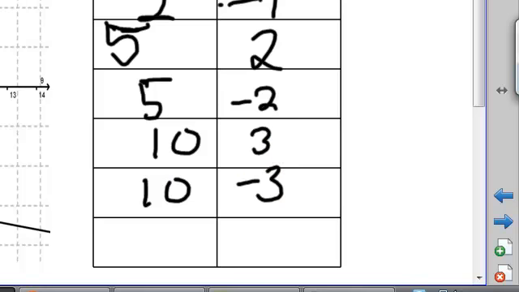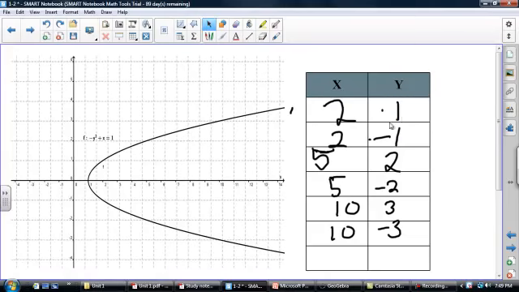Now we see that for each x value, I have the opposite y values. One was at 1, one was at -1. One was at 2, one was at -2. One was at 3, one was at -3. This shows numerically that this function is symmetric around the x-axis.